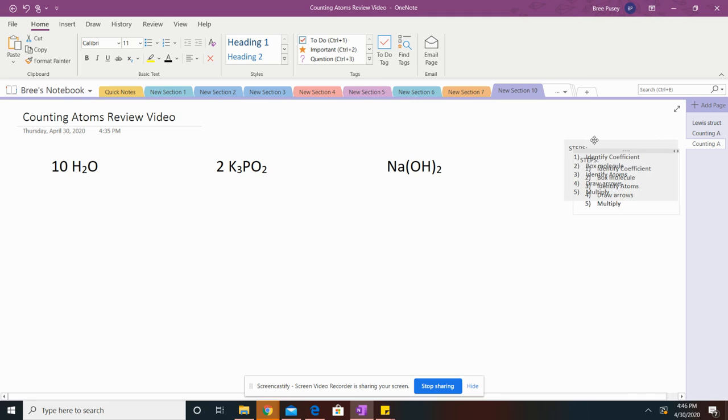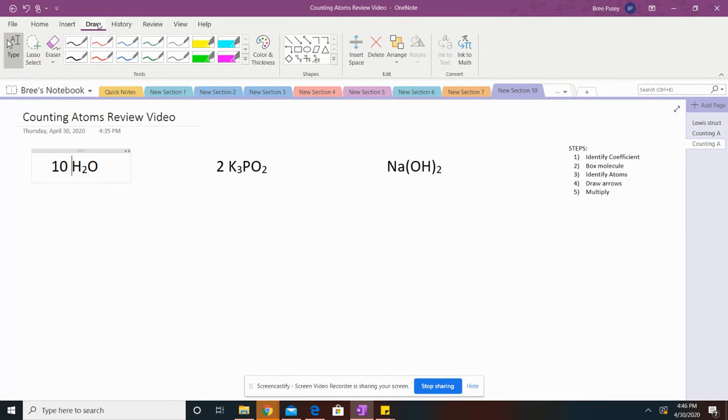I boiled down the notes into 5 steps, and I put them on the side over here so we could just look at them while we're solving these problems. So let's start with this first one all the way on the left, 10H2O. My first step is to identify the coefficient. Well, I know the coefficient is the big number in front, so the coefficient in this case is 10. Everything in this whole molecule is going to be affected by this 10.